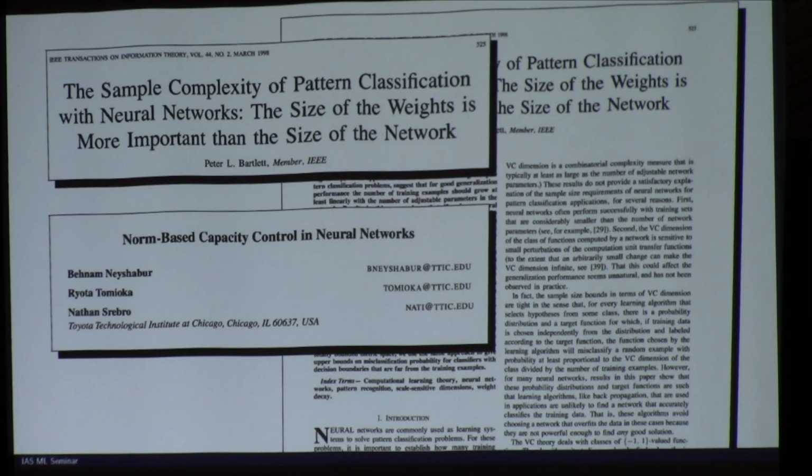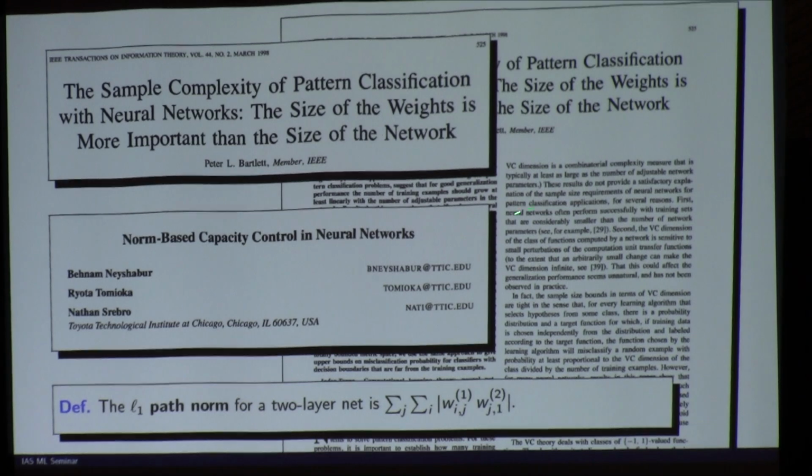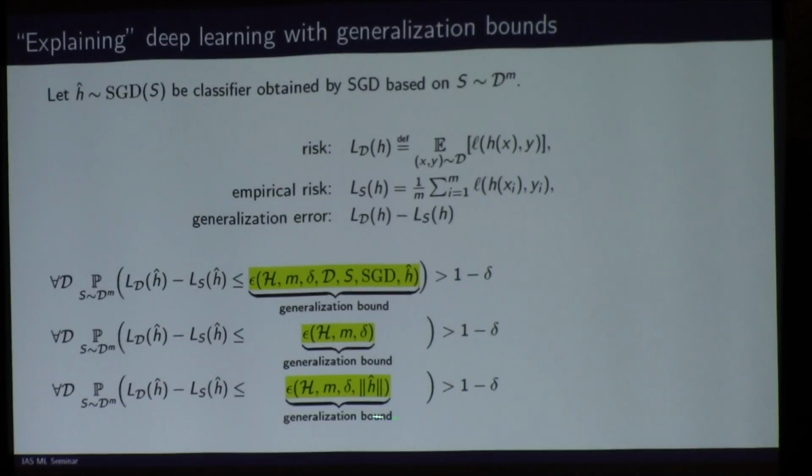I'd say the modern incarnation of this work is this line of work on norm-based capacity control, a lot of that work by Nasir Burr and Nadi Shrebro, and this initial work was with Ryota. In that work, they studied kind of an ancestor of the norm that Bartlett was looking at. And for a two-layer network, this so-called L1 path norm has this particularly simple form. So you could ask the question, does this explain generalization? That would be a bound of this kind of variety. So I'm going to depend on H, M, delta, and this norm. And so you could say, okay, is this bound going to explain generalization?